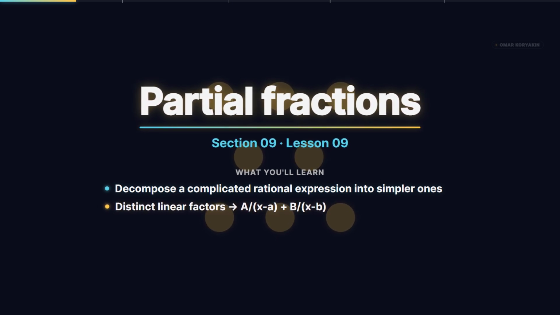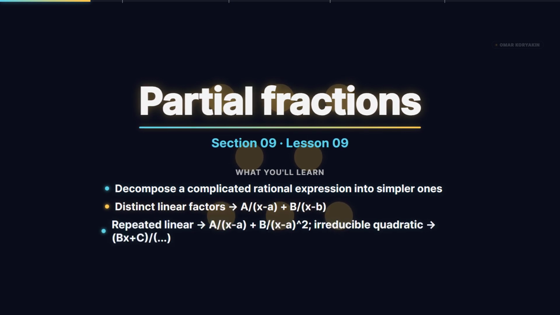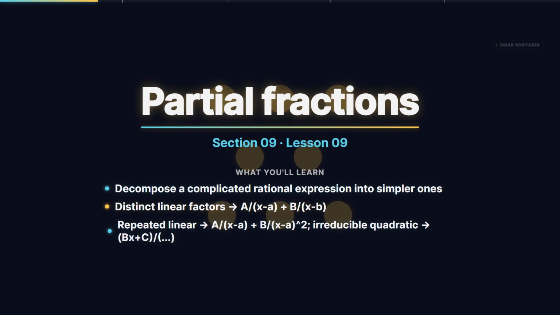Repeated linear factors need one term per power. A factor x minus a appearing to the second power needs both a over x minus a and b over x minus a squared. The expansion grows by one term for each extra power.